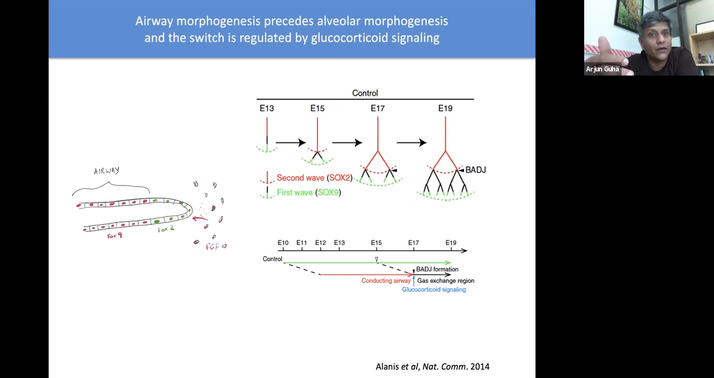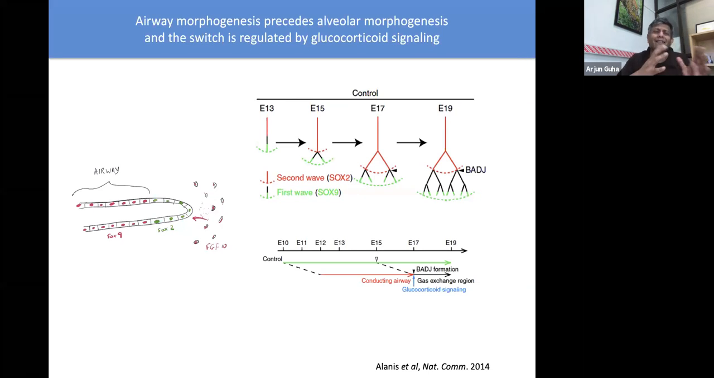And if you were to inhibit glucocorticoid signaling altogether, then you would never undergo the transition of cells at the distal tip from being committed to making airways to making alveoli. In other words, you would never generate alveoli at all. And this was the subject of a study in 2014.